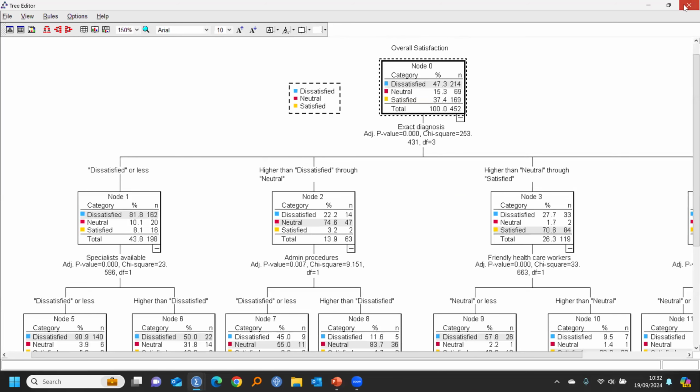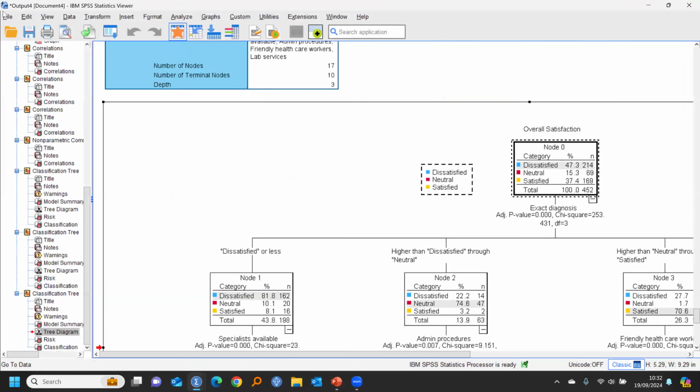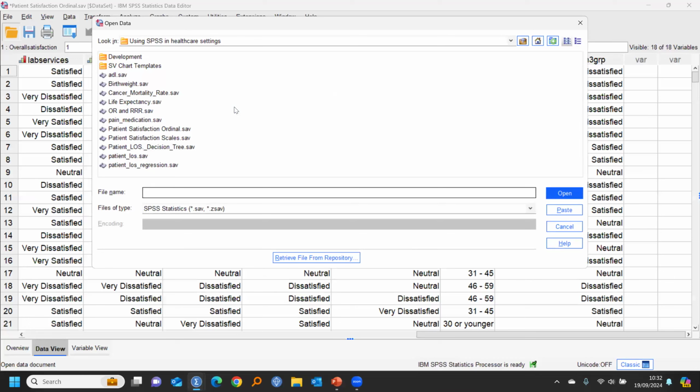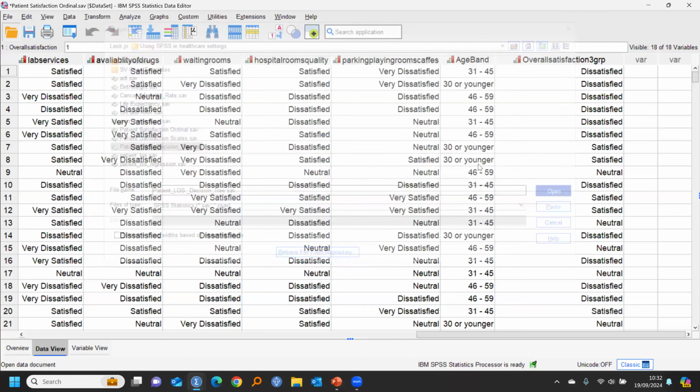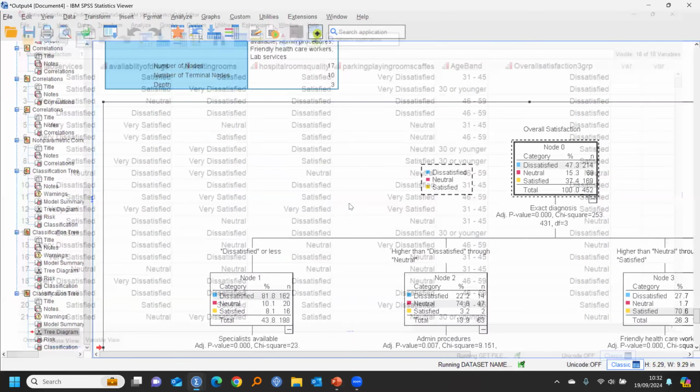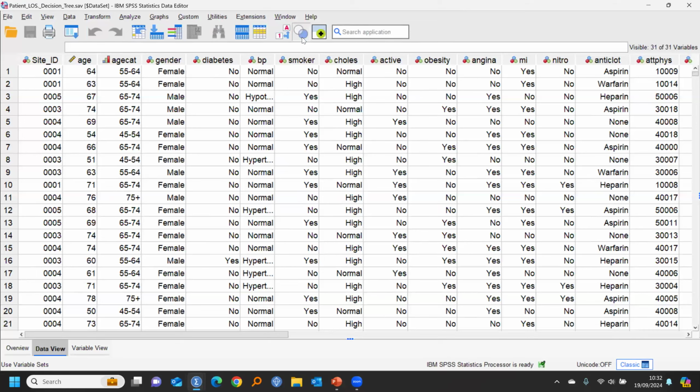In a similar sense, if I just jump to another data set, I'm going to open up another data set now, called, let's see, surgical treatment. I think it's called the patient length of stay. Sorry, let's see. I just need to find the patient length of stay decision tree. There you go. So this is a LOS length of stay decision tree.